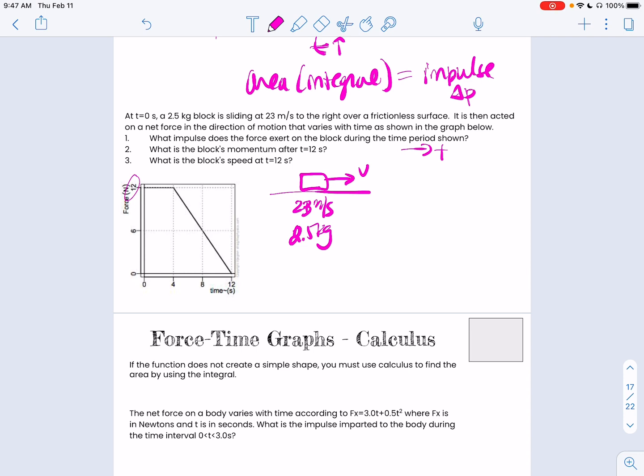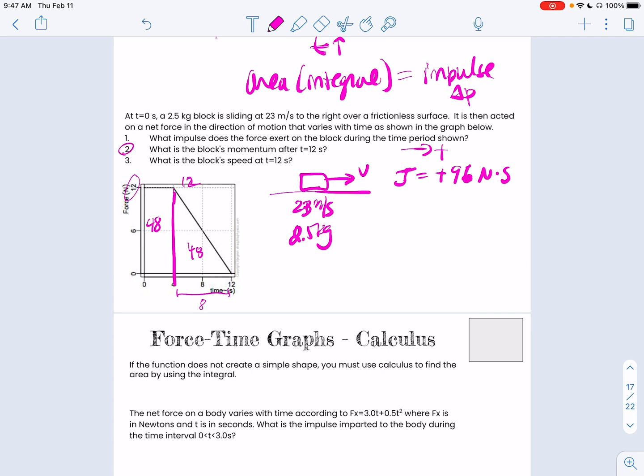Whenever you see a graph and it asks for impulse, guess what? You're looking for area. This one, we don't need calculus or anything. We can just do area. So this box is 12 times 4. And this is 12 times 8, so half of it, so 6 times 8, so also 48. So the total impulse would be positive 96 newton seconds, force times time. That's the change in momentum.